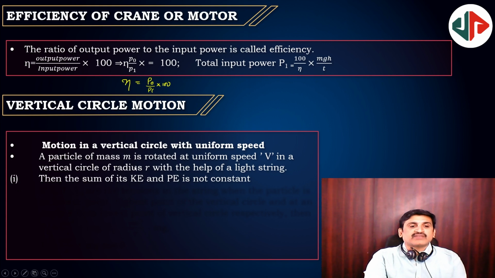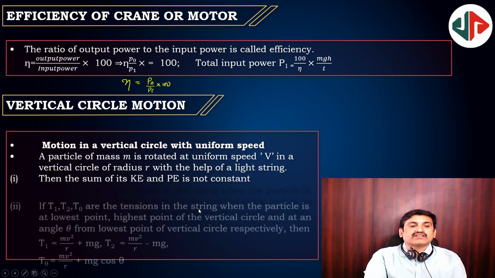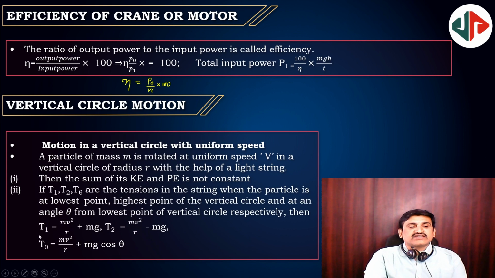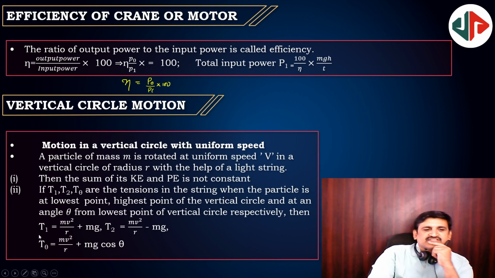A particle of mass m is rotated with uniform speed v. If it is rotated with uniform speed v, that means you are applying external force. Otherwise, how can it maintain the same speed? That's why KE, PE not constant. Remember that. Next, tension at the lowest position is mv square by r plus mg.